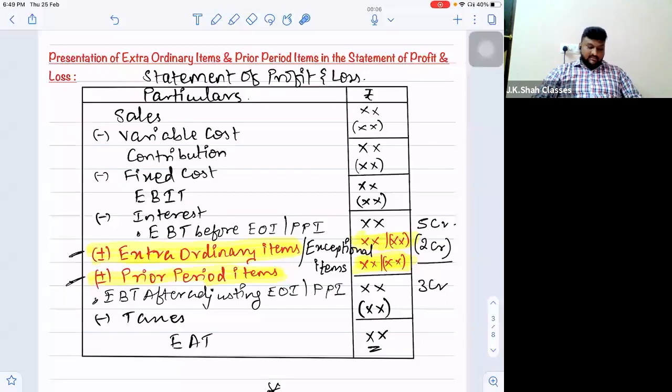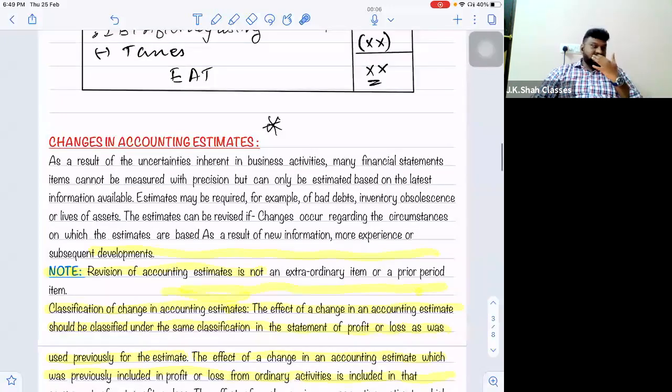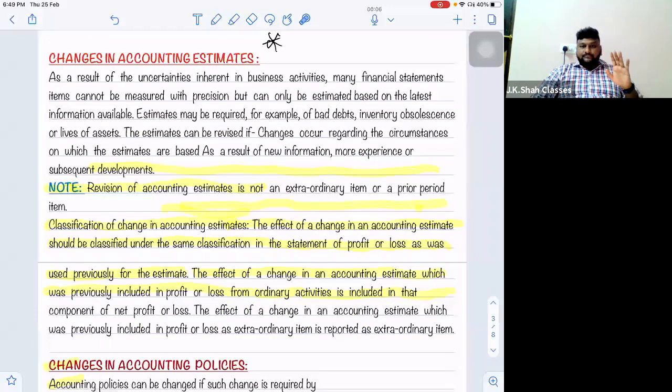Now we'll be starting with accounting estimates. Now, please understand what exactly are accounting estimates and what do you mean by changes in accounting estimates. Sir, please understand, whenever we are doing accounting, there are certain areas where the final outcome is not known to us. Means what will be the final amount of expenditure, or what will be the end result of a particular transaction, we don't know. Means we say that these are uncertain in nature.